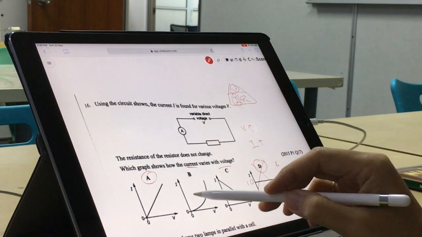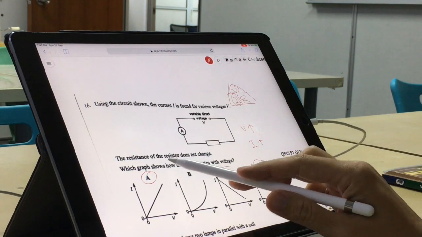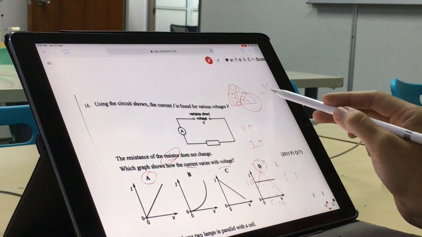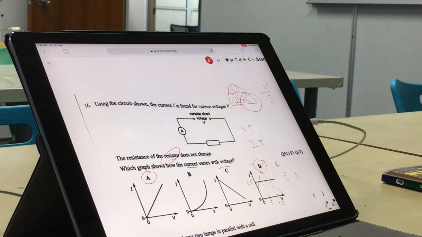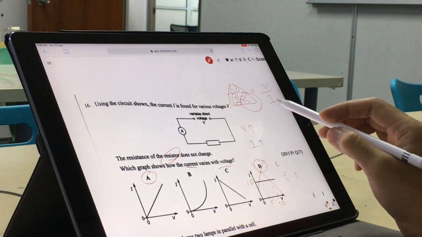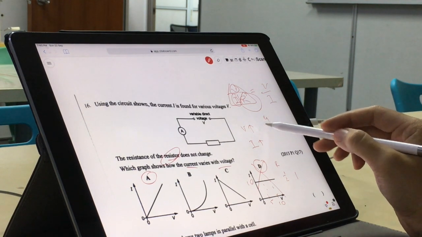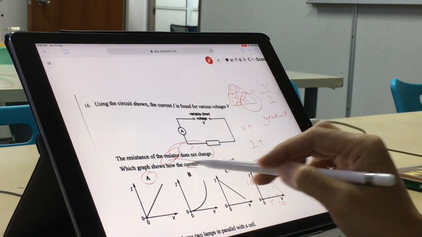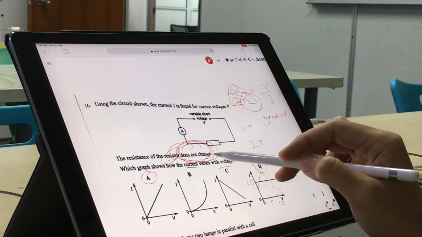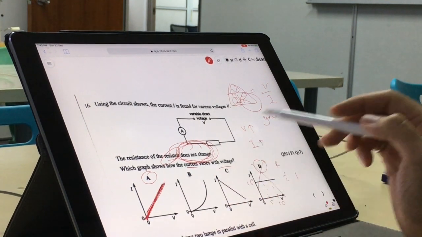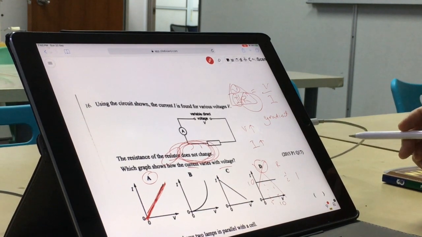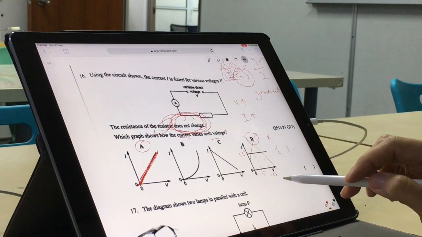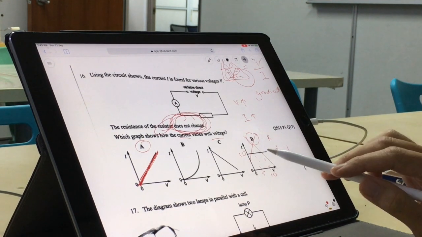But then what about B? B cannot be. You see, what is R? R is equal to V over I, correct? So when you take V divided by I, you are actually finding the gradient. So the gradient never changes. What is the meaning of the gradient never changing? It means that the resistance doesn't change. That means the gradient is the same.